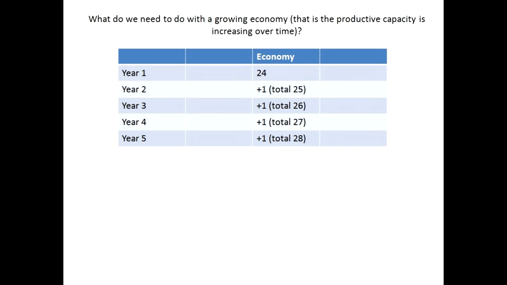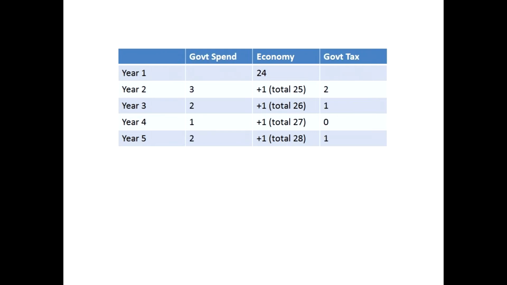Each year, the economy is going to grow by 1 unit of production. I'm going to mock up some scenarios that keep the government spending increasing by 1 unit each year to keep the spending in balance with the production. So here is my result. In year 2, we have a government spending $3 but taxing $2, leaving $1 in the economy to match with the 1 unit of production.